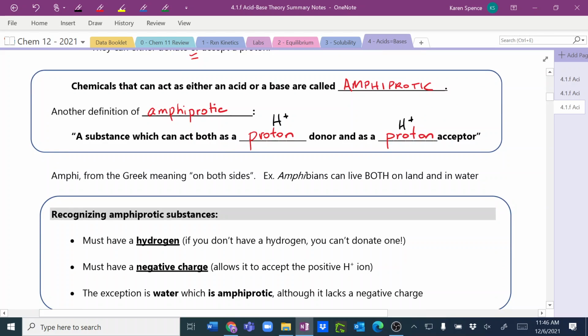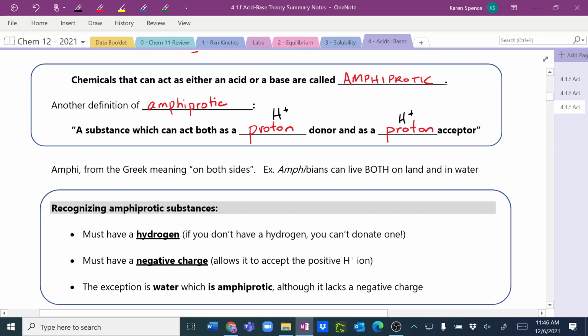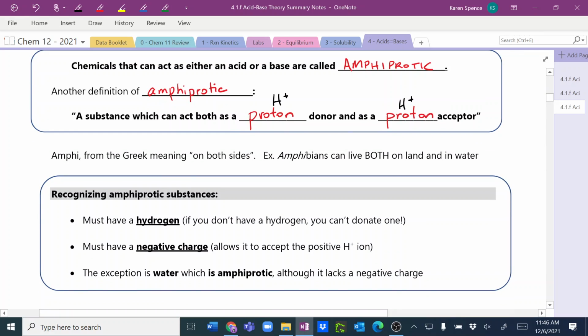So if you're going to recognize amphiprotic substances, if you are going to donate a hydrogen, you must have a hydrogen. So if a substance doesn't have a hydrogen, it is not amphiprotic. Does that make sense? If you're amphiprotic, you need to be able to donate, so you must have a hydrogen.